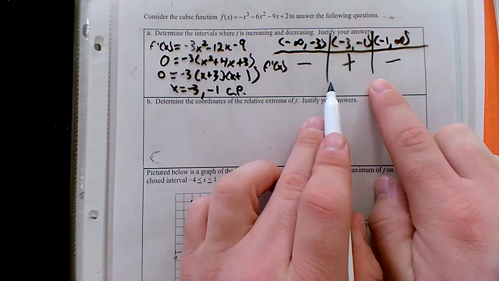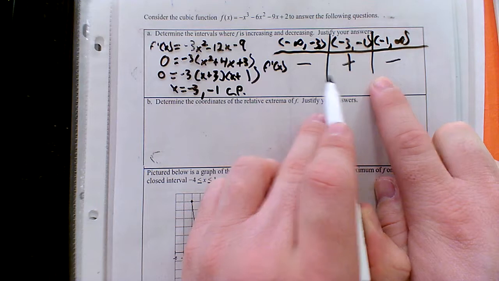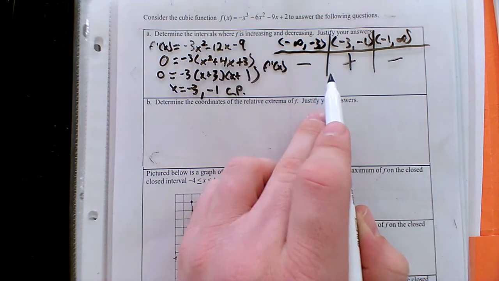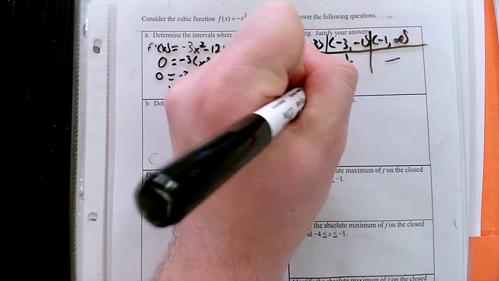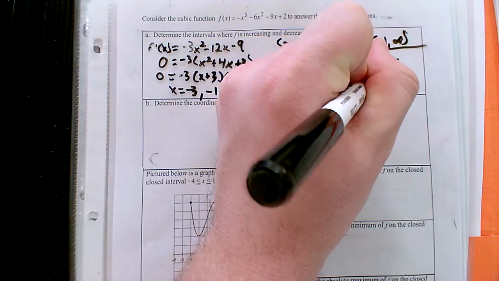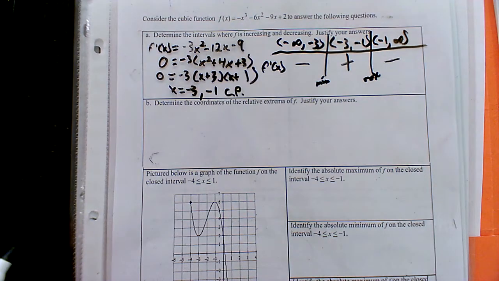So what is happening at these 2 points here, our critical points? We have a what and a what? A min and a max.